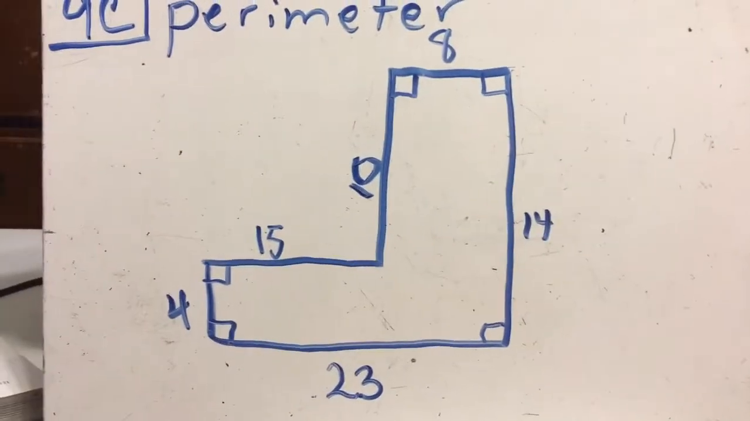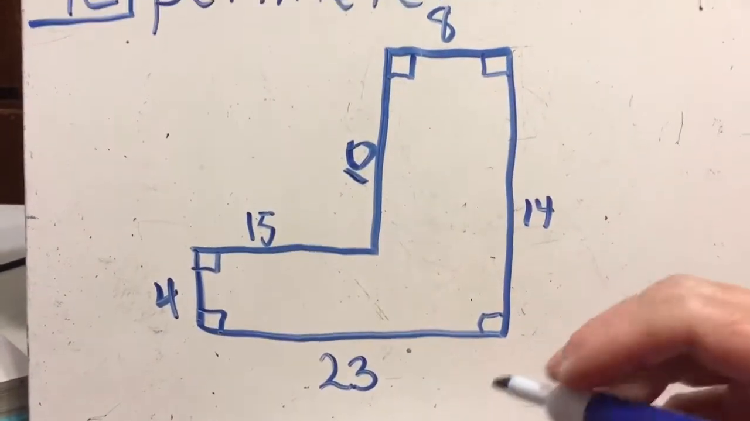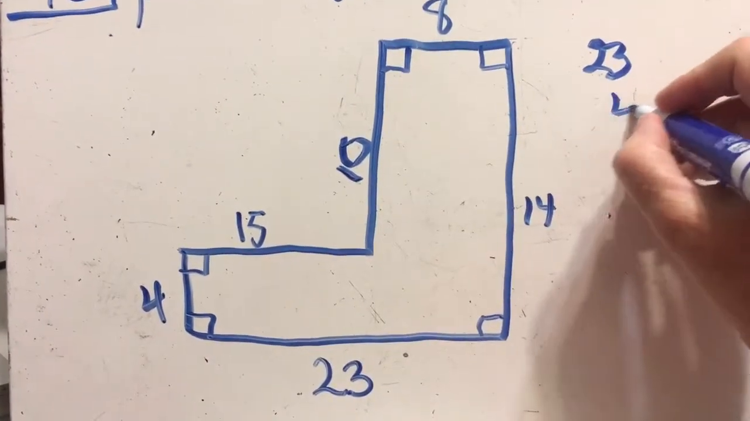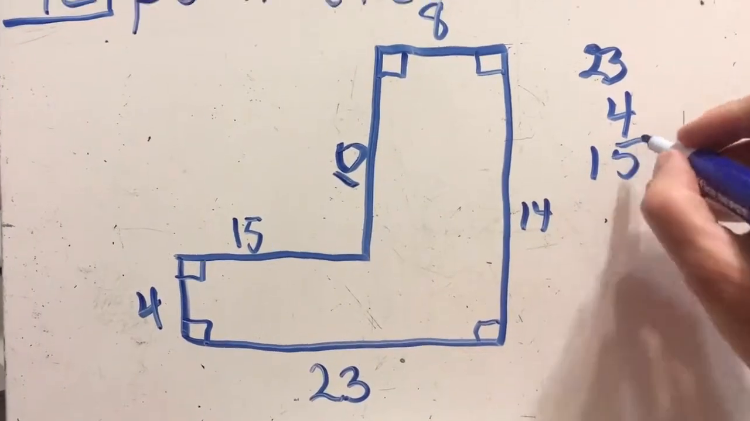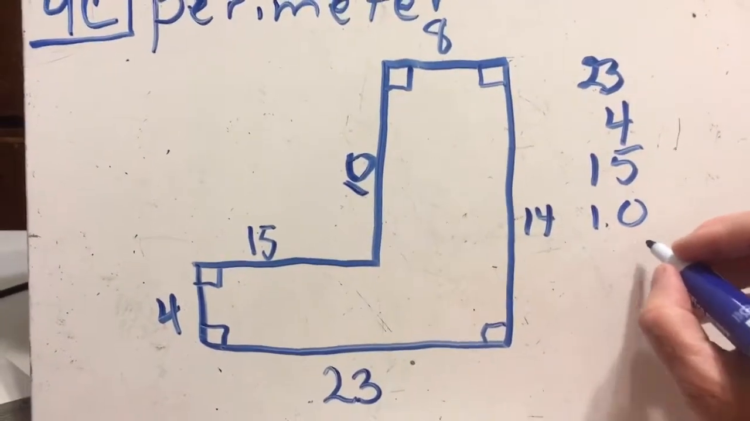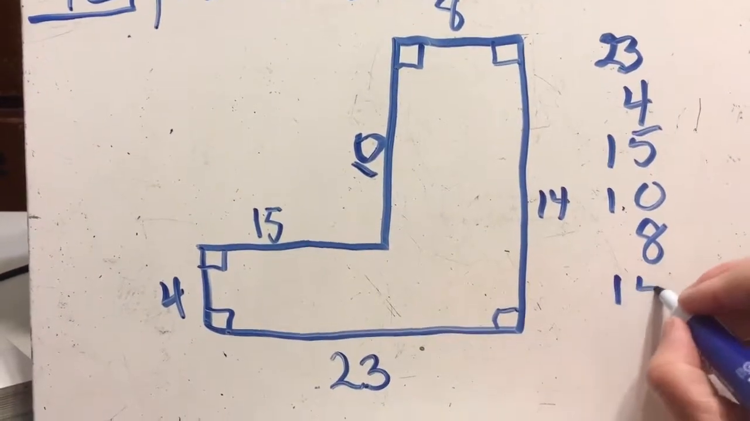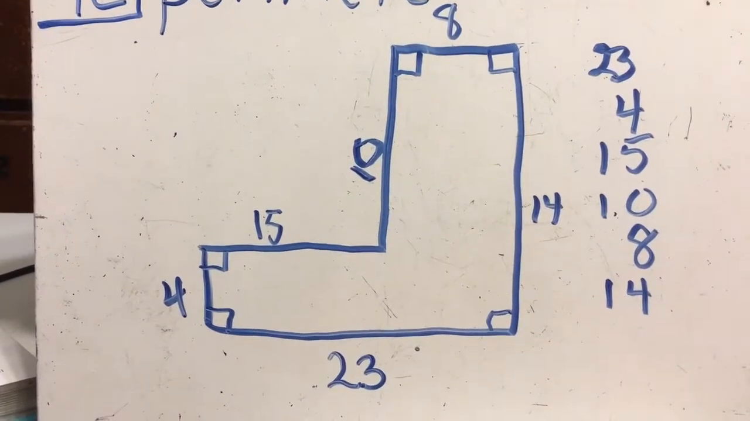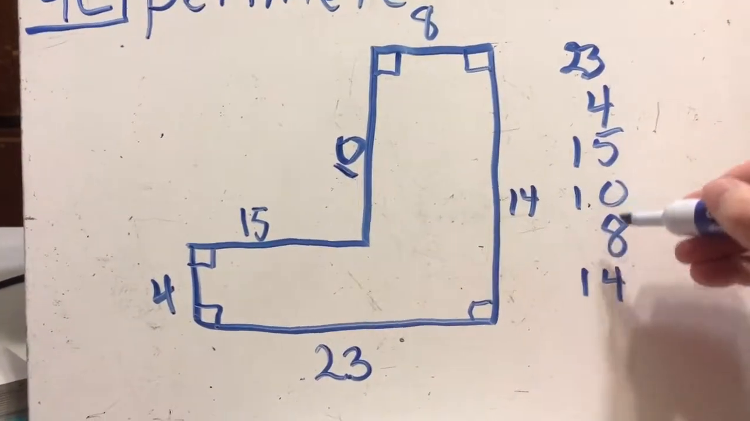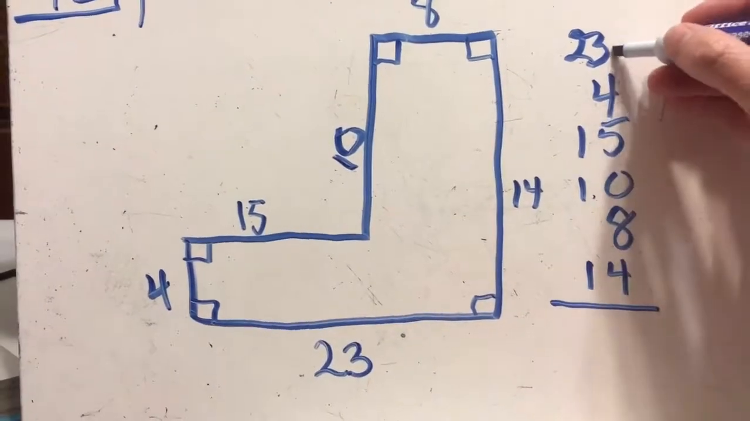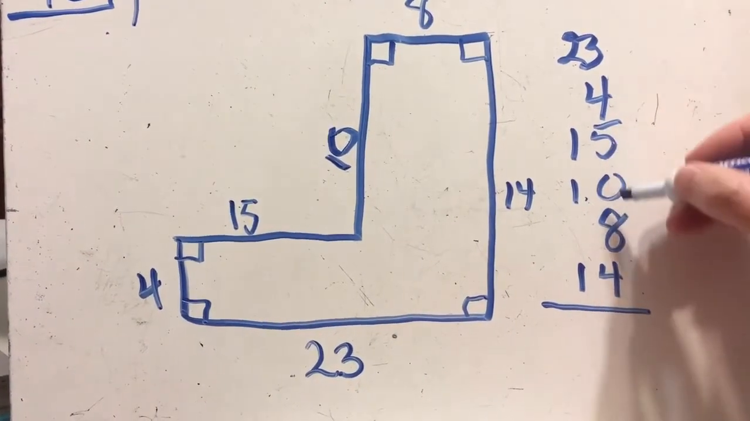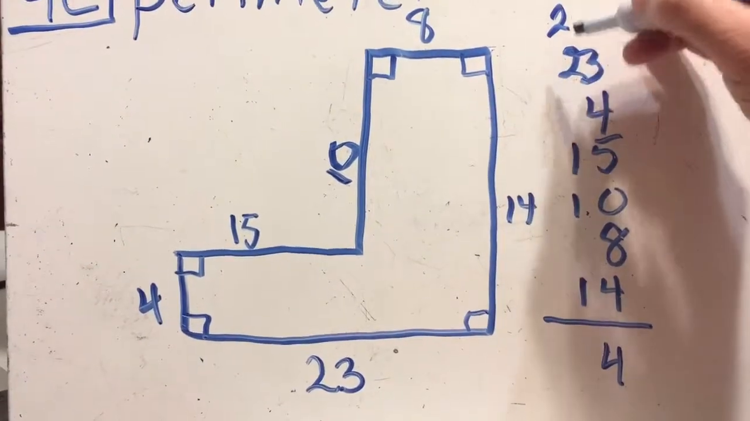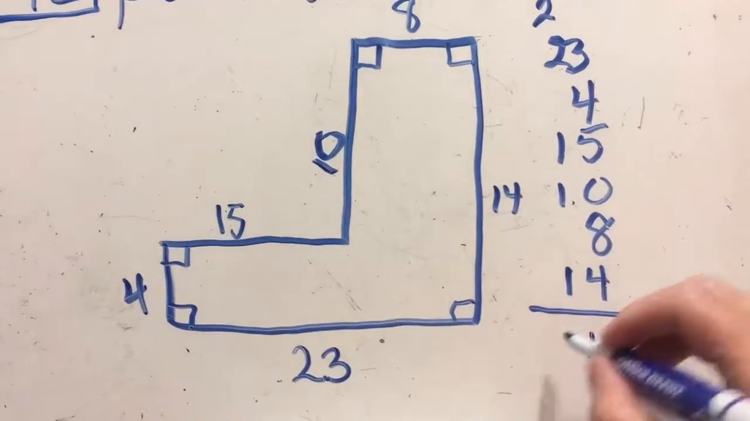Okay, so now I've got to add all of these up together. So I'm going to do that over here. 23, and then 4, and then 15, and 10, and 8, and 14. Okay, I think I've got everything represented because I have 1, 2, 3, 4, 5, 6 sides. So 3 plus 4 is 7, plus 5 is 12, plus 8 is 20, plus 4 is 24. Okay, 2 plus 2 is 4, 5, 6, 7.